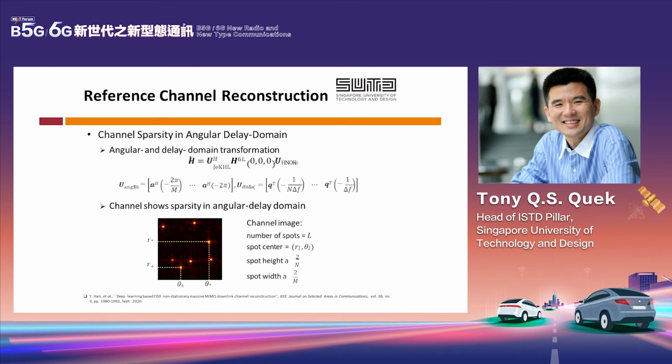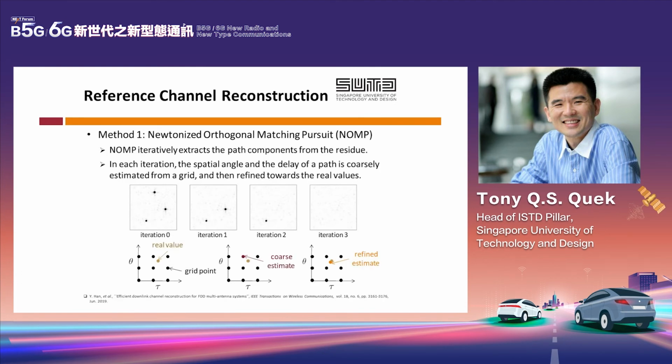Essentially, you can see from a plot diagram in terms of the delay and angular domain that these are points in this two-dimensional image. So you see that it's actually a very sparse type of matrix. So there's a lot of sparsity in the angular and delay domain. So how can you actually reconstruct this?